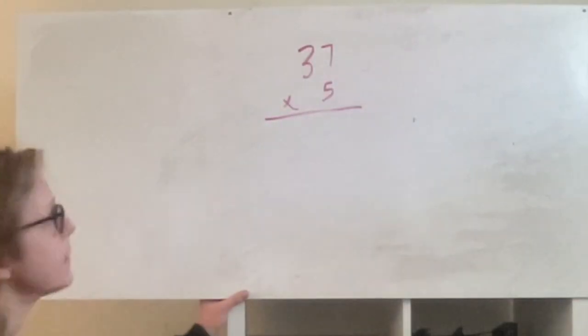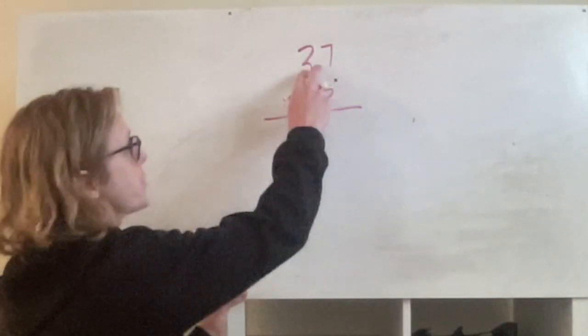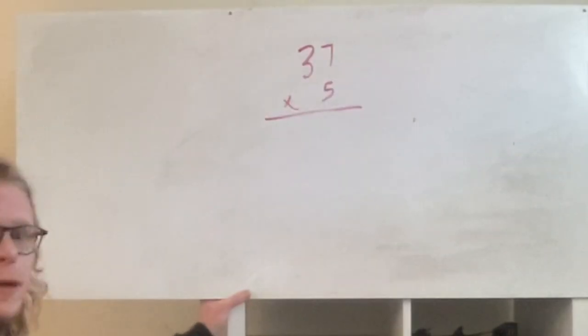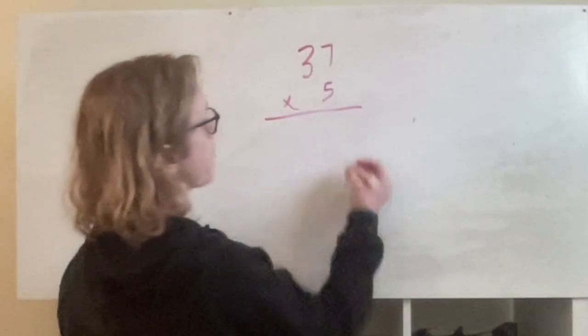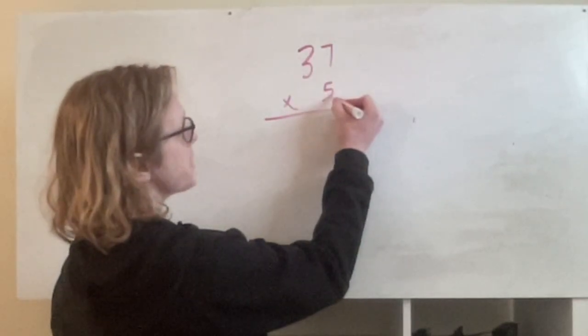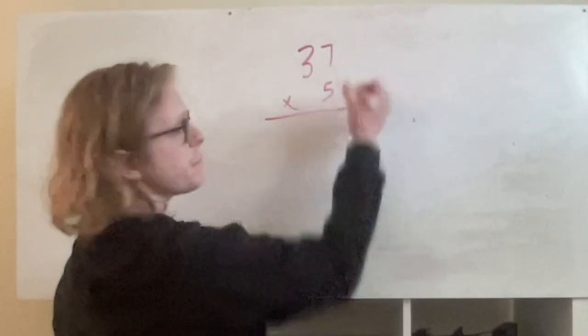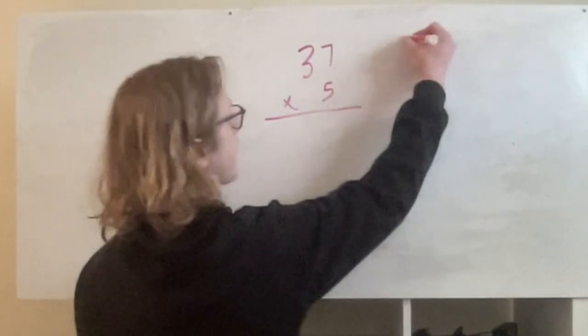Okay, so let's take a look at yet another example of a 2-digit number being multiplied by a 1-digit number and how we would solve this using the standard algorithm. So we would start here and we say 5 times 7 gives me 35. Okay?